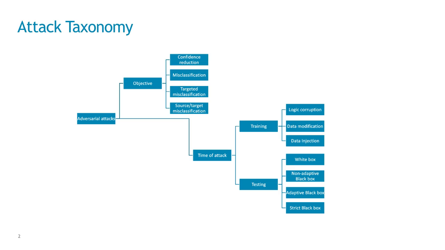During training time, poisoning attacks can actually change the logic of the model and can modify the data in the training set. Instead, during inference, we have white box attacks where the attacker knows everything about the target model: the architecture, the training, the data. For black box attacks, we can have strict black box attacks where the attacker only knows the input and the output, the prediction, without any information on data and model. For non-adaptive black box attacks, for example, for a target model, the attacker has access to the training data.